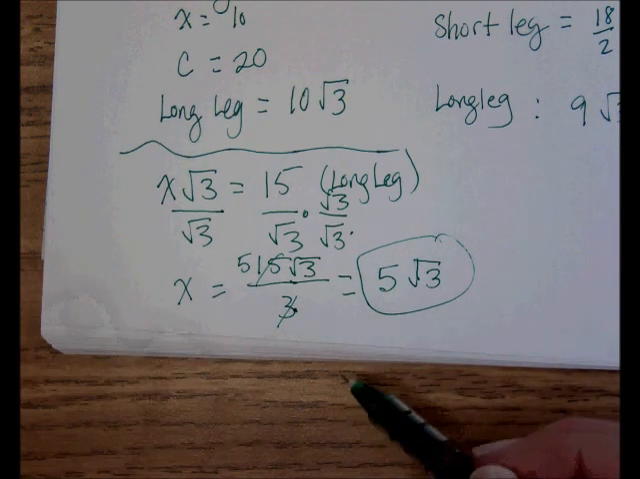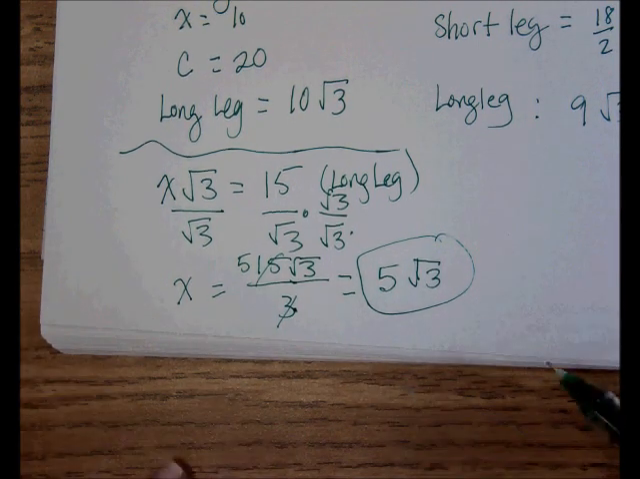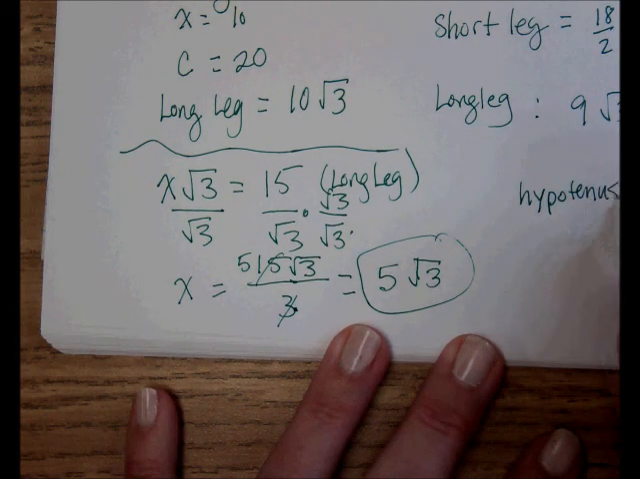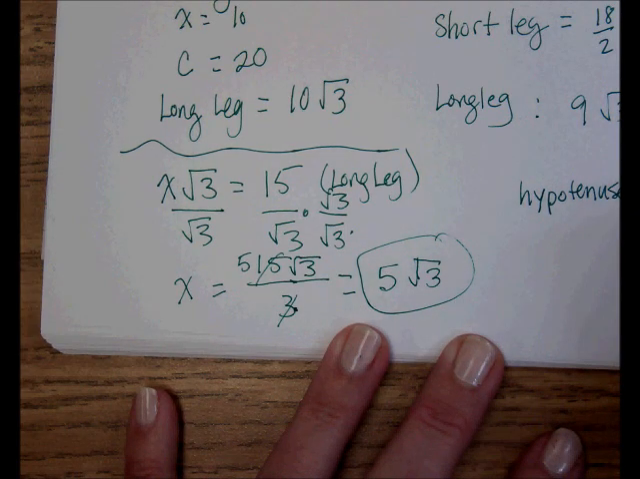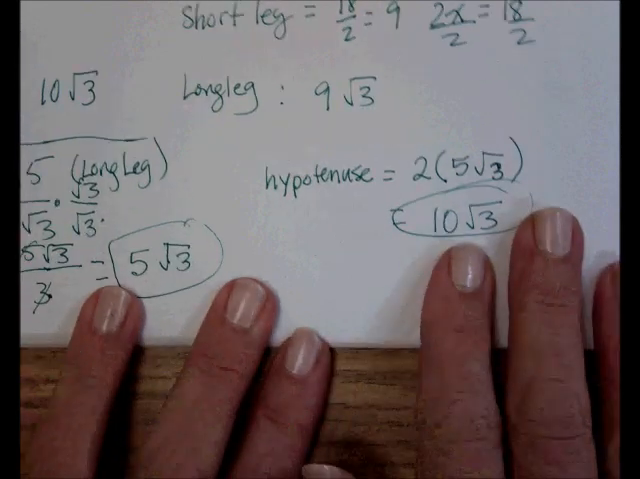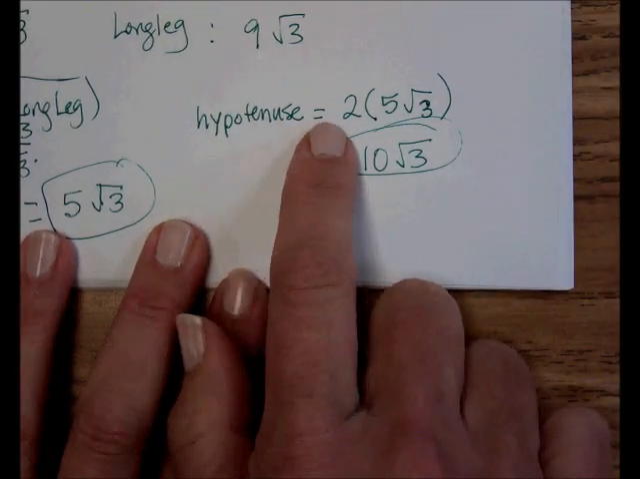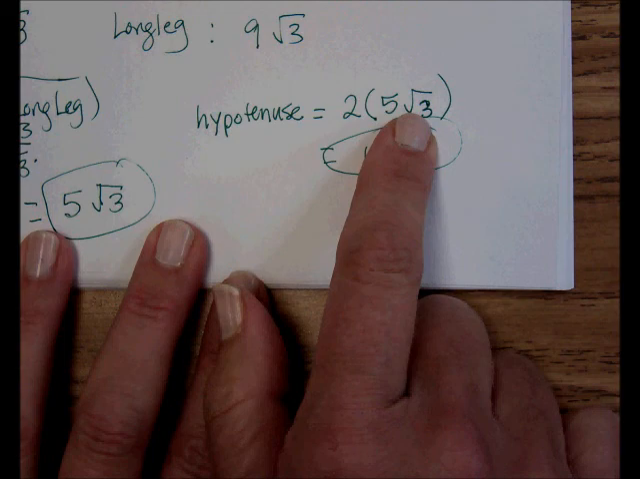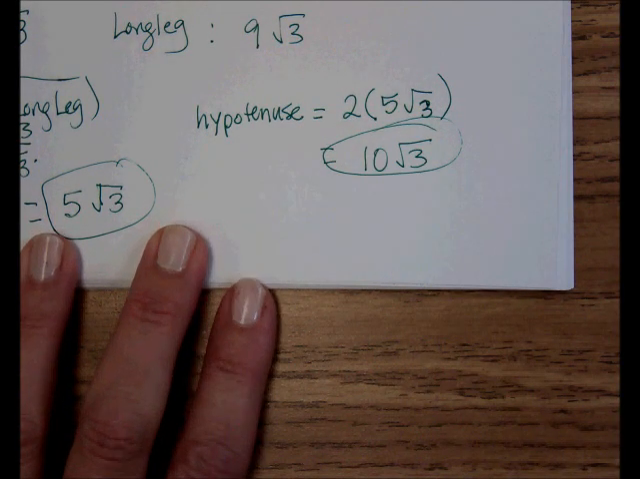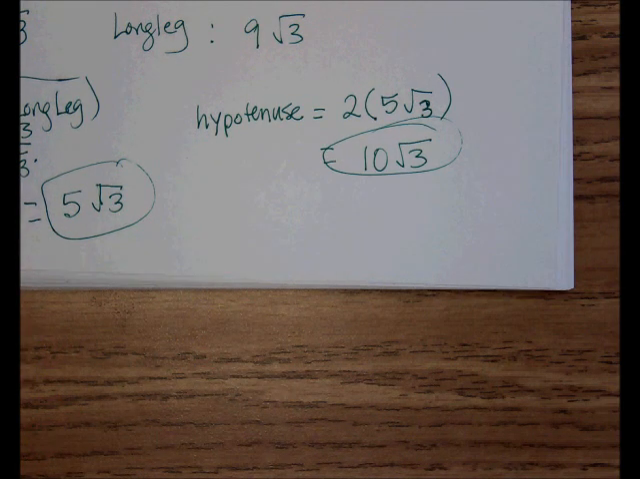Once I have what x is equal to, then I can say, okay, well, my hypotenuse is going to equal 2 times whatever my short side is equal to. So my hypotenuse is going to equal 10 radical 3. So again, I know that my hypotenuse is equal to 2 times my short side, and so that would be 2 times 5 is 10, and then I'm still left with radical 3. So hopefully this will help get you started and help you understand about our special right triangles.